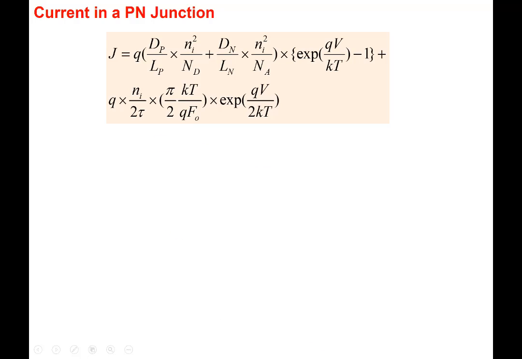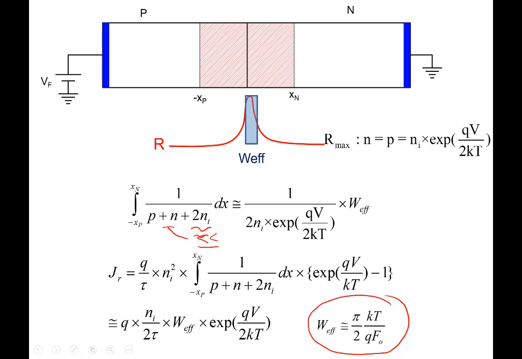Yes? Could you really neglect that 2 Ni, because when P and N are both equal, both are of the order of Ni. Both are equal to Ni exponent QV by 2 kT. Yeah, but if I'm applying QV, let's say 0.4 or 0.5, this N and P are much, much larger than 2 Ni.